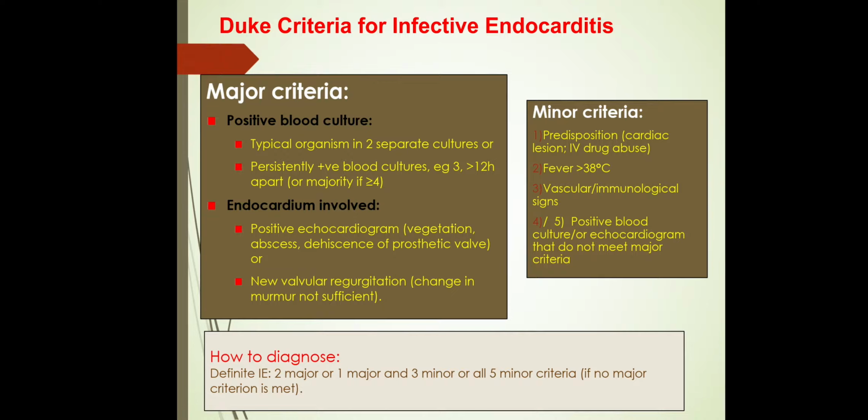As for the minor criteria of diagnosis: a predisposing condition like cardiac lesion, IV drug abuse, cardiac surgery or catheter; fever more than 38 Celsius degrees; vascular or immunological sign; positive blood culture and or echocardiogram but doesn't meet the major criteria. So how to score the diagnosis? You have to find at least 2 major, 1 major and 3 minor, or 5 minor criteria to confirm infective endocarditis diagnosis.